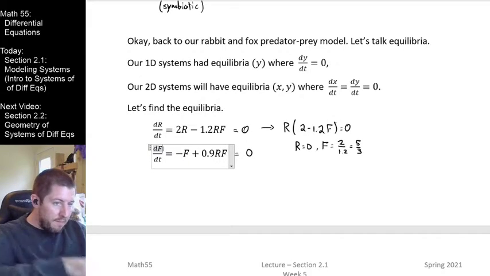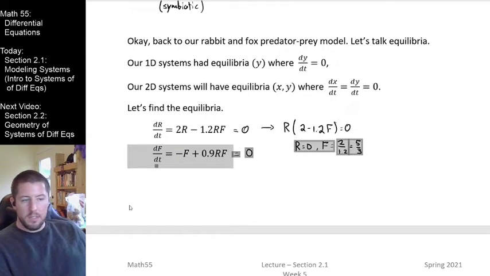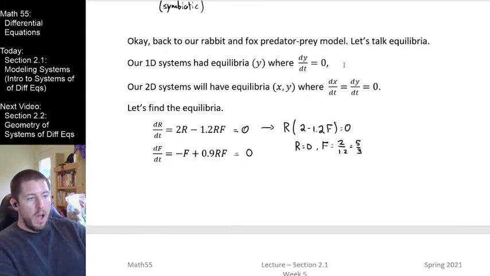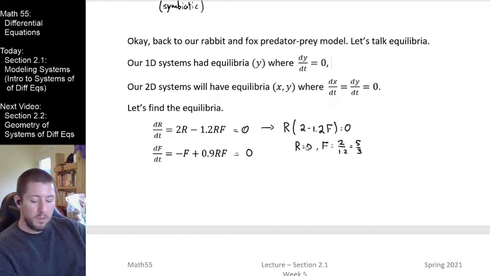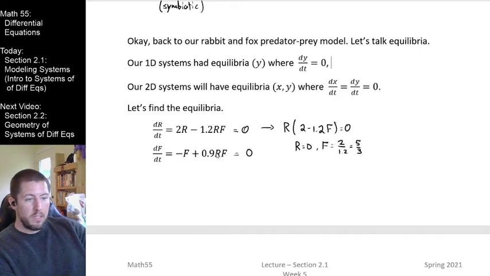Now I need to do the df/dt equation, the fox equation, and also set that equal to 0. So now I know that these are two r and f values that will cause the first equation to be 0. I want them to also be associated with the second equation being equal to 0. So my next move is to take this equation and do both of these things with it.